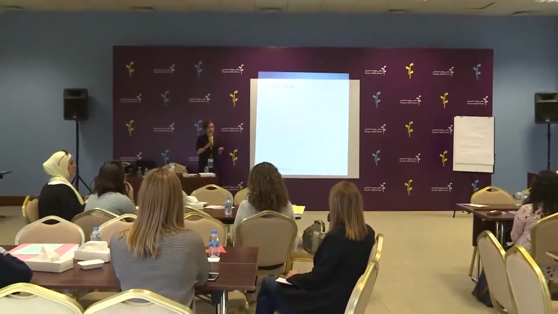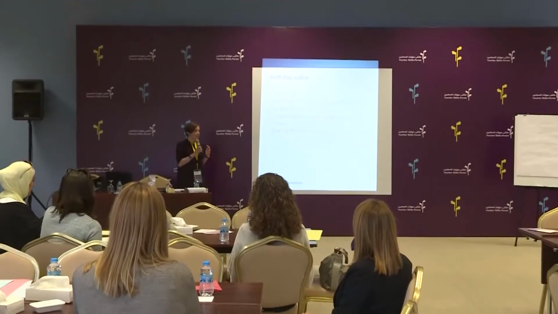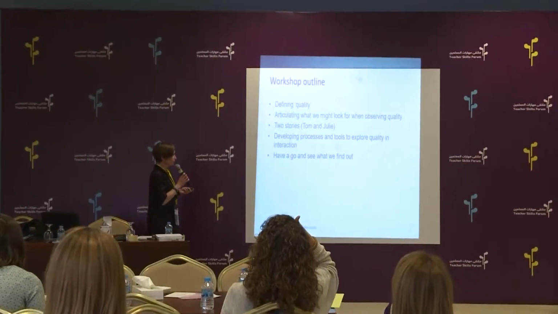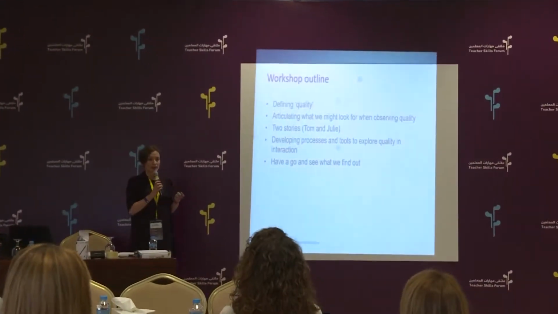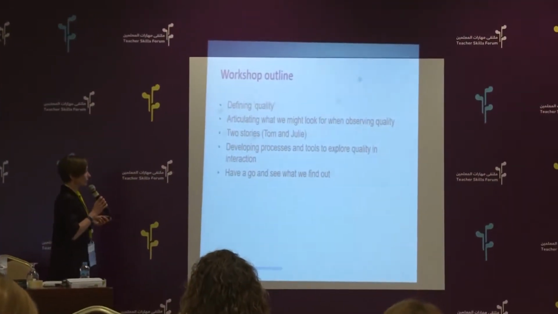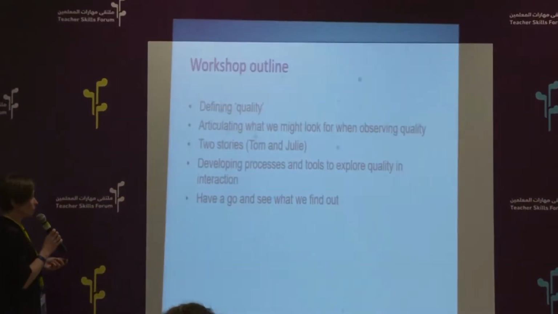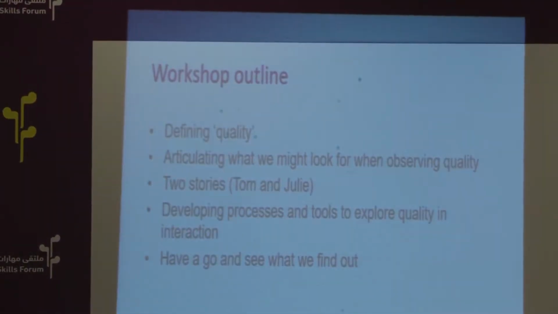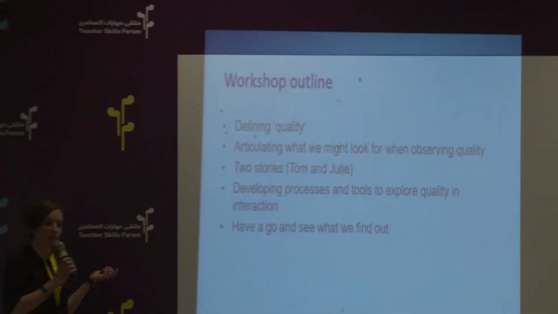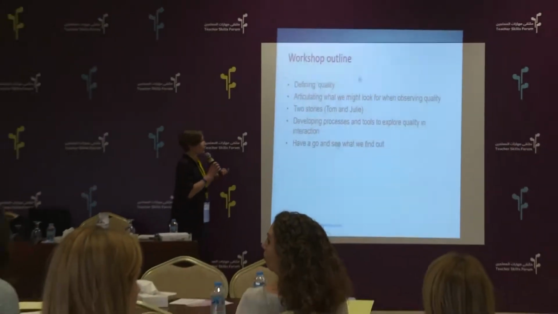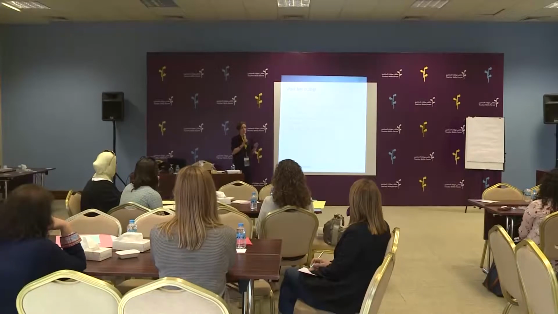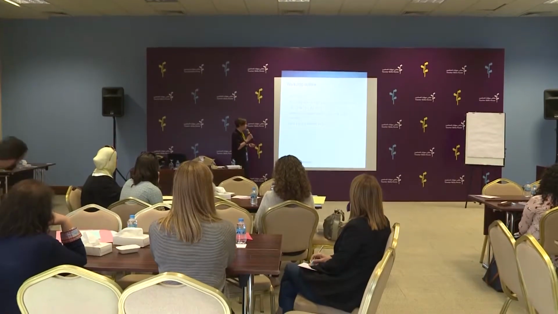I'm going to tell you two stories from research that I did a couple of years ago about two primary school pupils, Tom and Julie, and see what you make of that in terms of understanding quality from a child's perspective. And then we're going to see if we can develop some tools and some processes that we might be able to use. So based on work that I've done before in a research setting, but trying to adapt that and simplify it a little bit so it's a bit easier to use in the classroom.